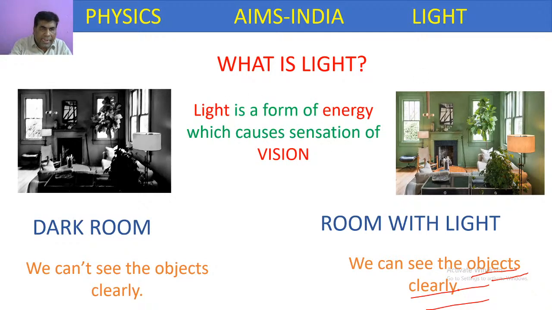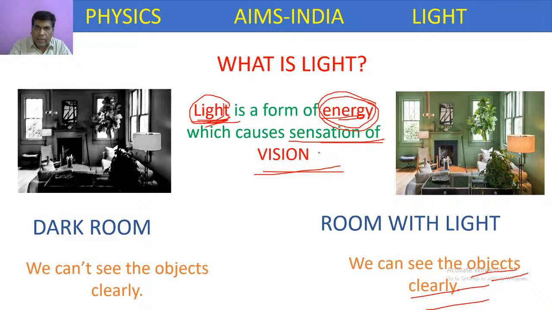So light is a form of energy which can cause sensation of vision. If you are able to see the objects existing in nature, like a tree or a passing cloud or a train, whatever vision we have is mainly because of the light. So light is a form of energy which causes sensation of vision.